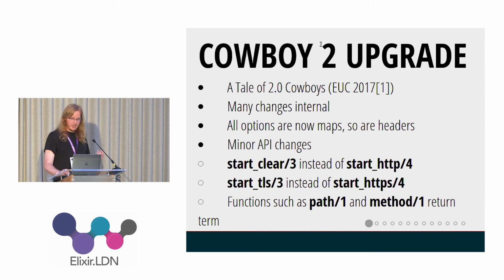So for Plug, if you want to use an existing Plug application, you're going to need to at some point convert them from a list of pairs to a map. And the same with the dispatch that you pass in, that has to be passed as a map now. And then there are some API changes as well.